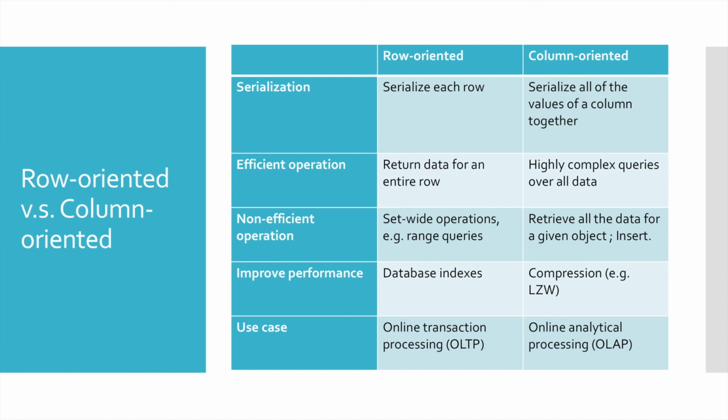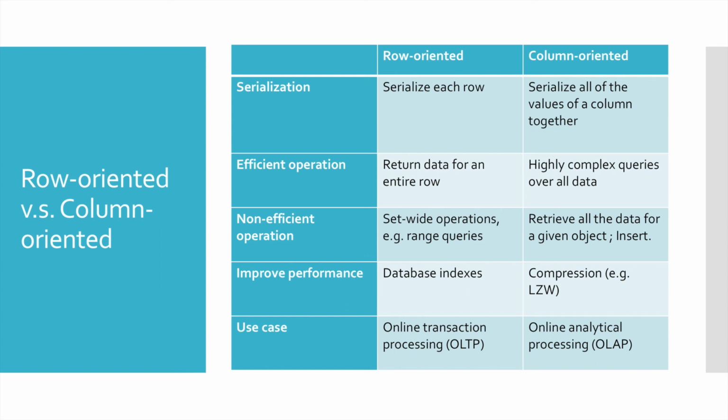For the row-oriented, the most efficient operation is returning data for an entire row. Also insert provides a better performance. But the column-oriented is good for highly complex queries over all data, like get average, calculate, get sum.